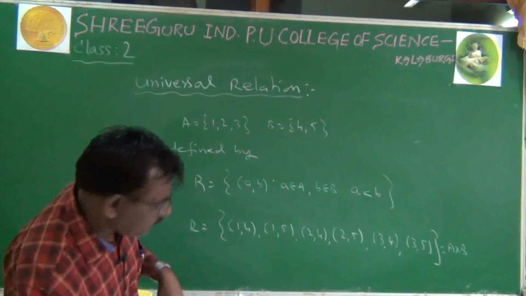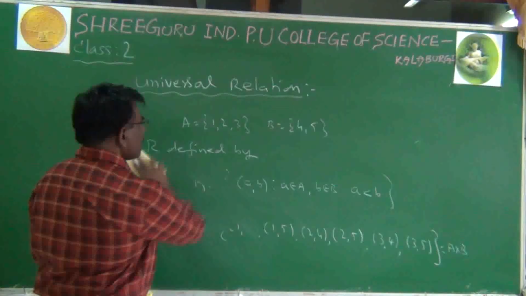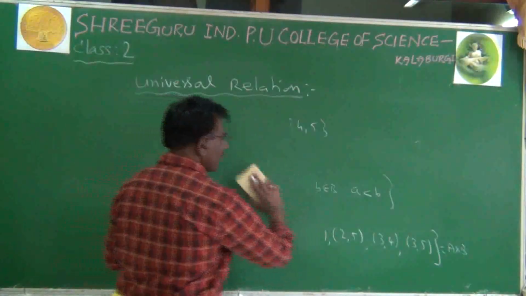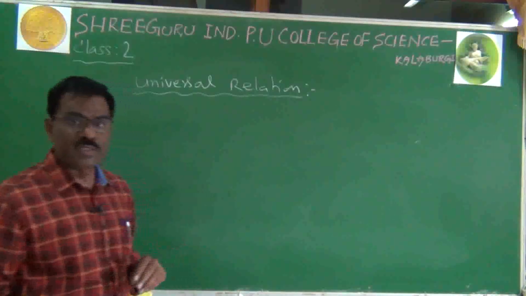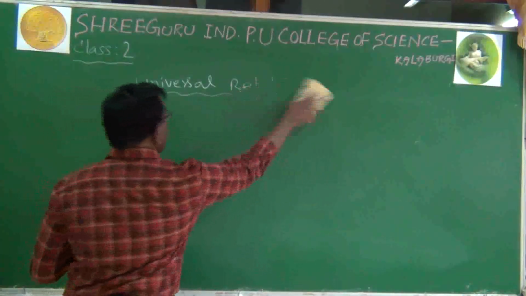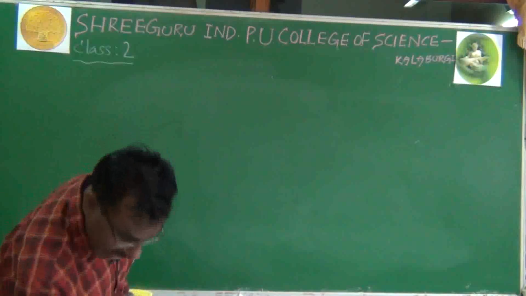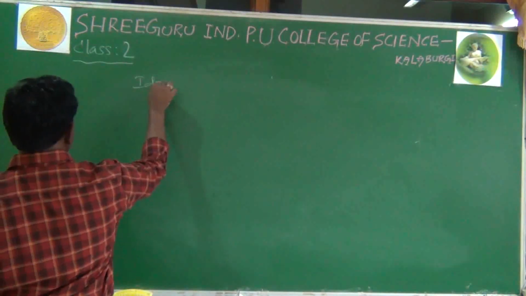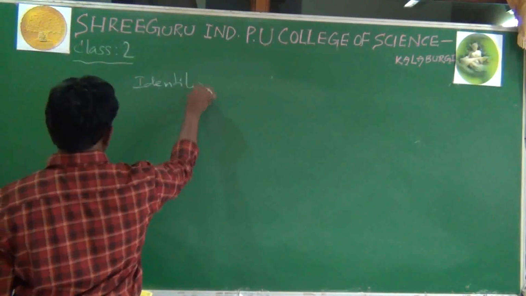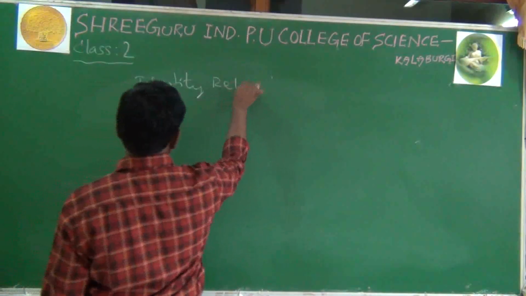So universal relation, if each element of set is related to every element of set. Next one, identity relation. What is identity relation?